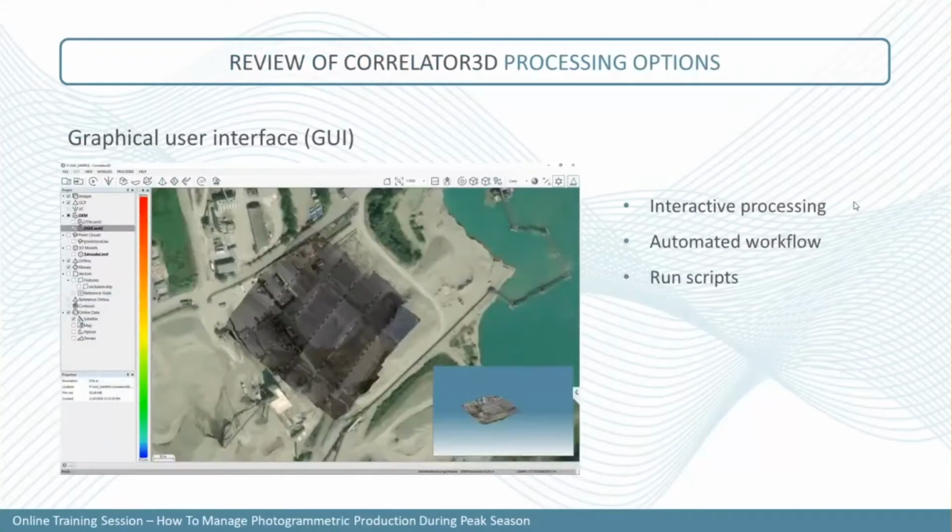So first, let's talk by reviewing the processing options of Correlator 3D. First and foremost is probably the most used processing option, which is the graphical user interface. The graphical user interface will give you access to all the modules, and you're going to have full control over your data. You'll be able to fully play with the parameters to get the best result possible. It's an interactive processing, so as you're processing your data, you will see the result showing on your screen as soon as a step is created.